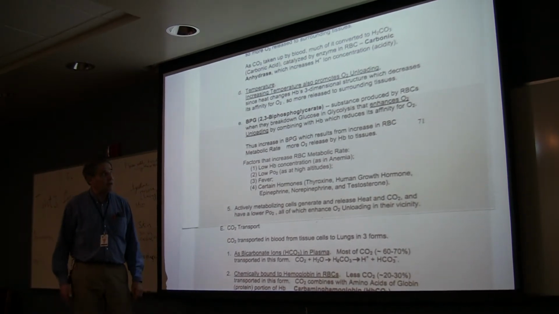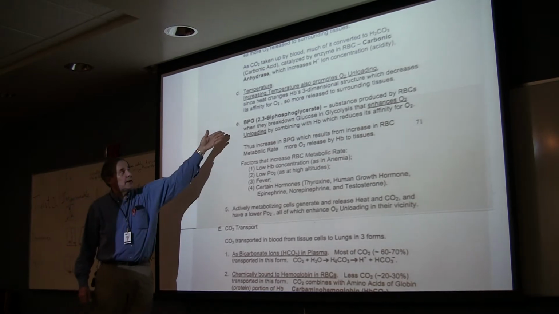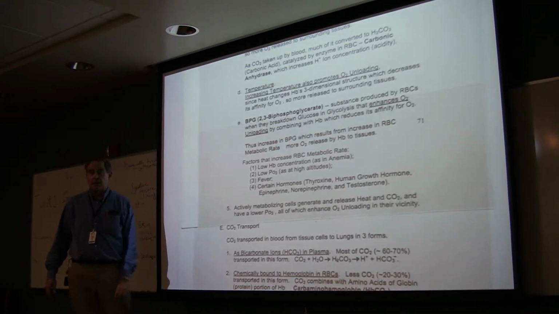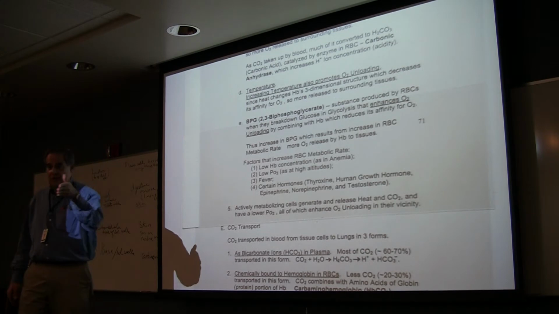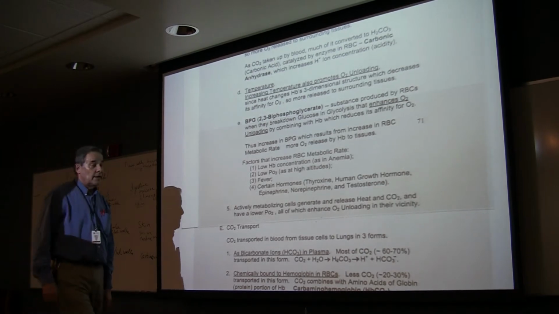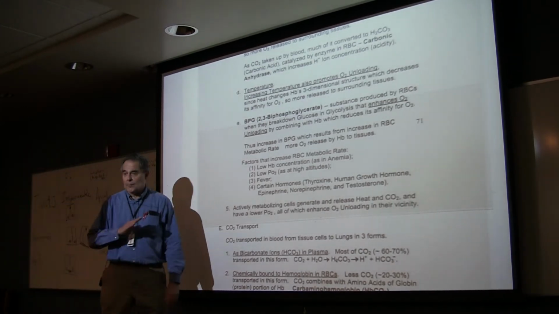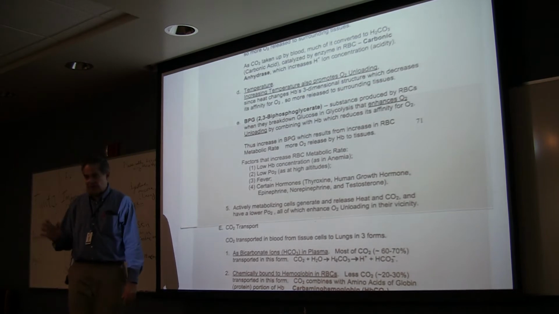Red blood cell metabolism then. You get the BPG, and again, that changes the affinity of the hemoglobin for oxygen, promotes oxygen unloading. We put it all together then, when the blood is coursing through actively metabolizing tissues.